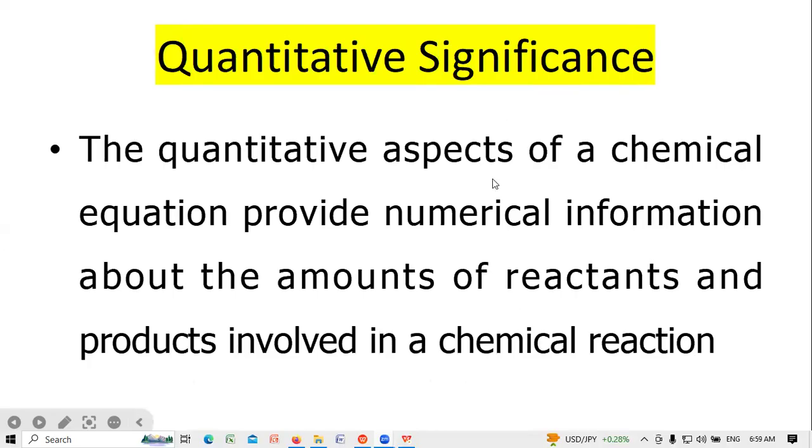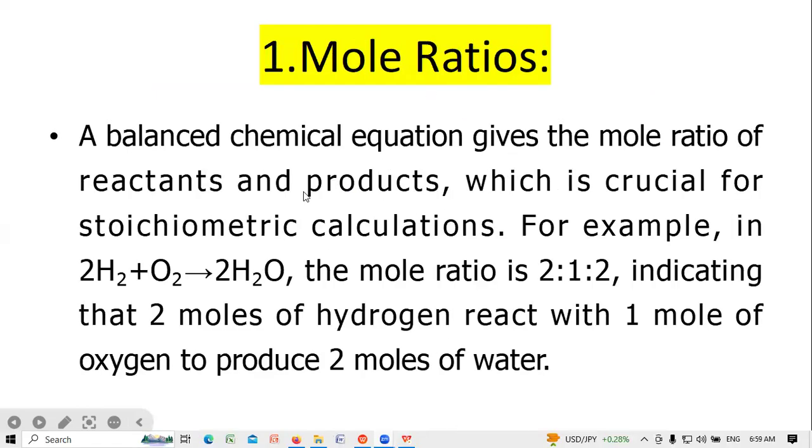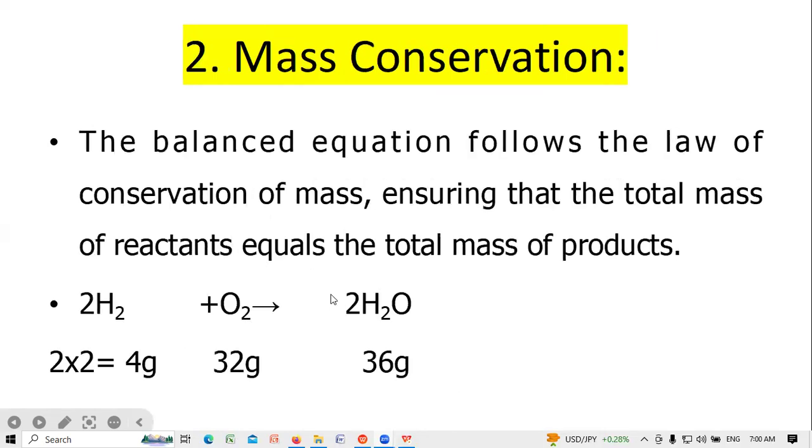Quantitative significance: the quantitative aspects of the chemical equation provide numerical information about the amounts of reactants and products involved in the chemical reaction. Mole ratios: a balanced chemical equation gives the mole ratio of the reactants and products, which is crucial for stoichiometric calculation. For example, in the reaction 2H2 plus O2 goes to 2H2O, the mole ratio is 2:1:2, indicating that 2 moles of hydrogen react with 1 mole of oxygen to produce 2 moles of water molecules.